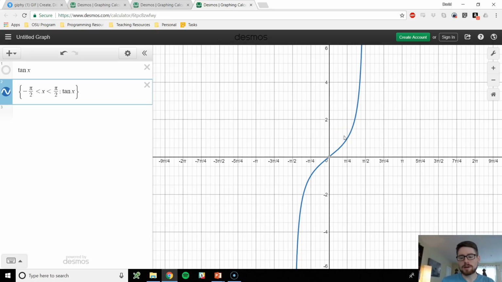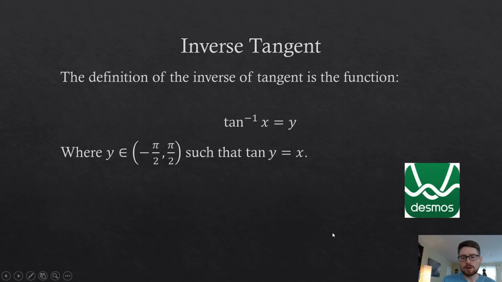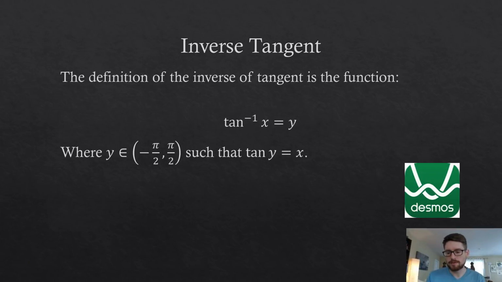Right? So it goes all the way down to negative infinity and all the way up to positive infinity. Okay. So, all right, those are our definitions for these inverse functions. The graphs you saw were not the graphs of the inverse functions. I want to be very clear.